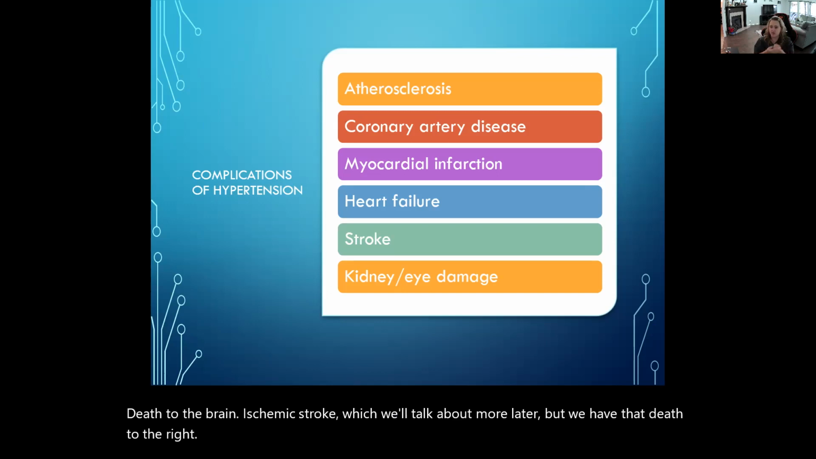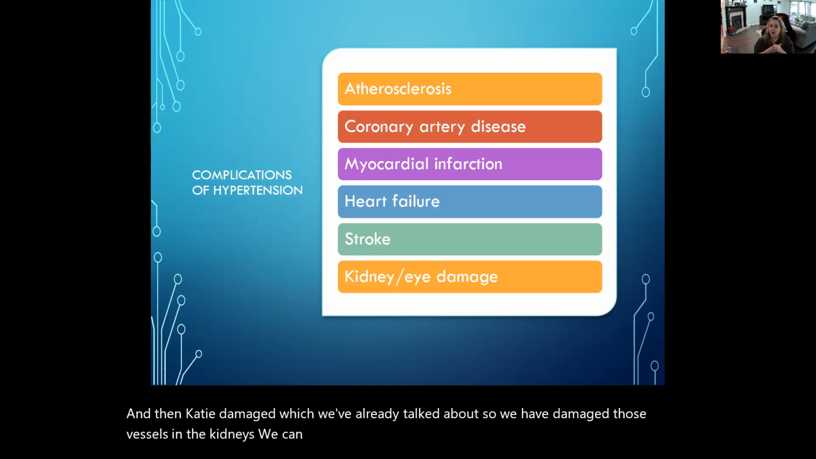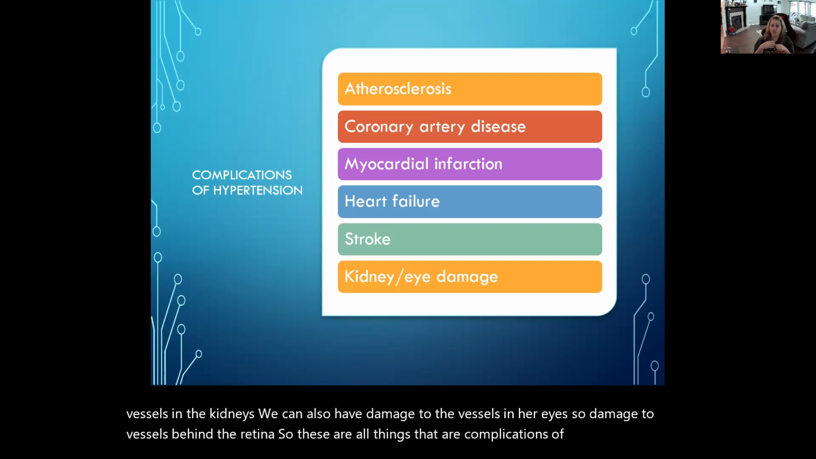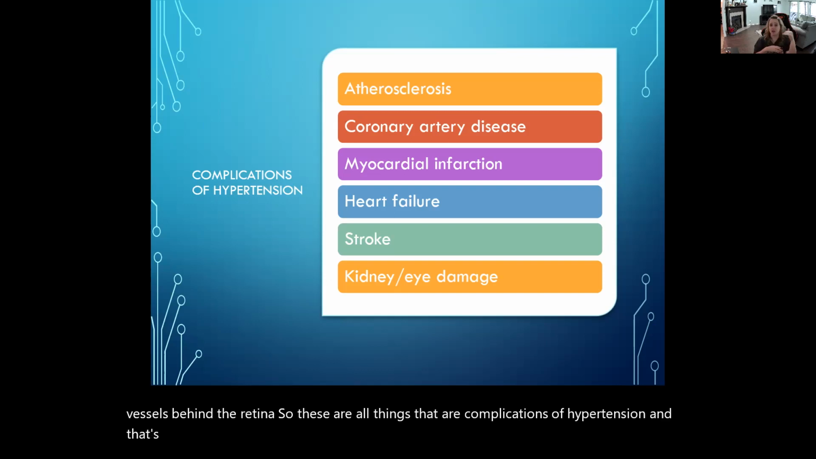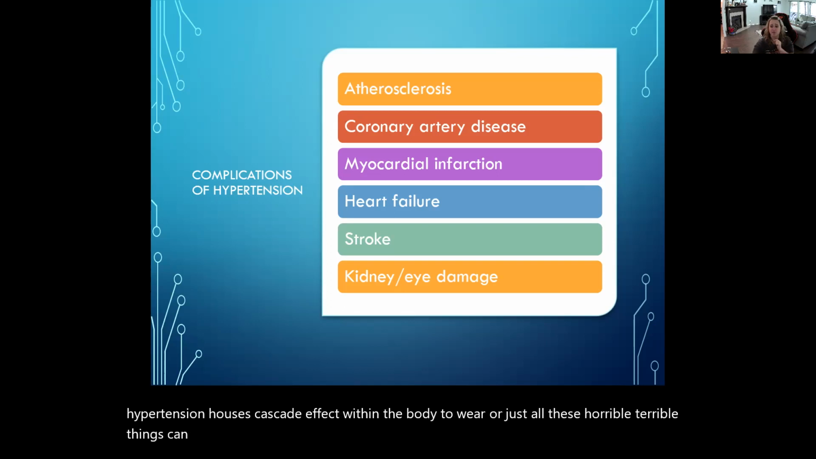And then kidney damage, which we've kind of already talked about. So we have damage to those vessels in the kidneys. We can also have damage to the vessels in our eyes, so damage to the vessels behind the retina. So these are all things that are complications of hypertension. And that's why the number of deaths related to hypertension is so high, because hypertension has this cascade effect within the body to where all these horrible, terrible things can happen if our hypertension is not controlled.